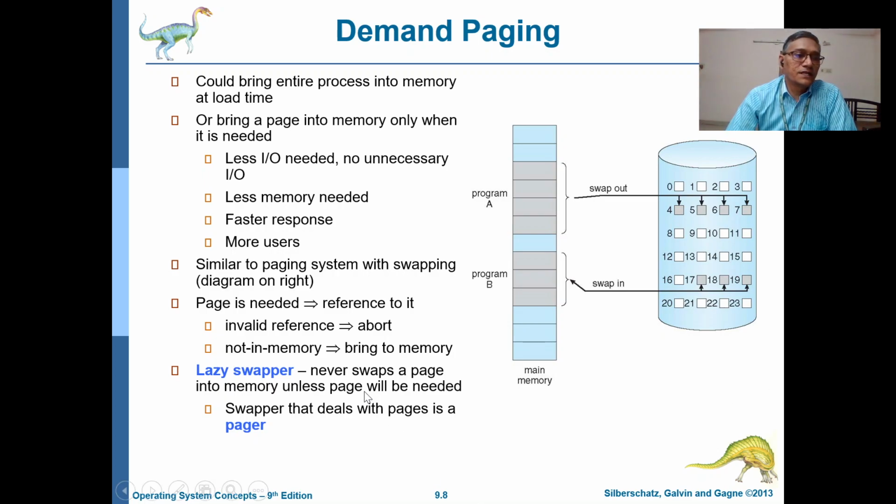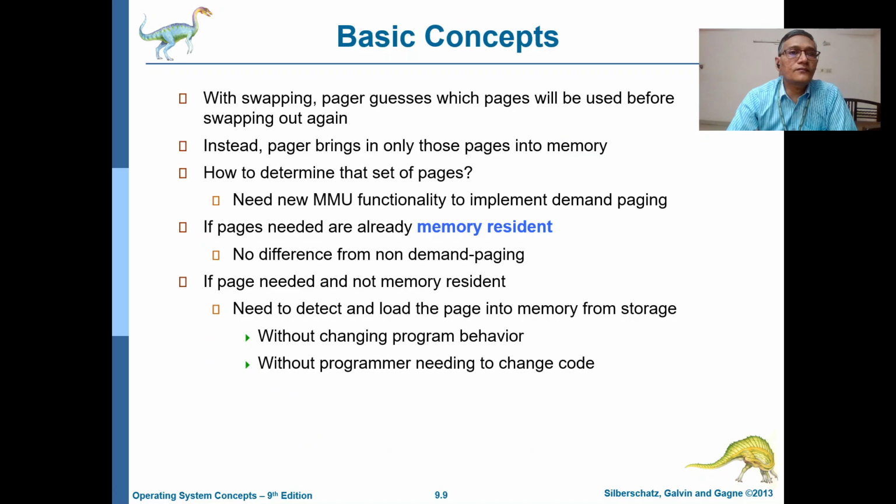So what is called a lazy swapper here? It never swaps a page into memory unless the page will be needed. So we call it a lazy swapper. It is delayed until it is needed. The basic concept here is that with swapping, the pager guesses which page will be used before swapping out again. Instead, the pager brings in only those pages into memory. So here the question is how to determine the set of pages.